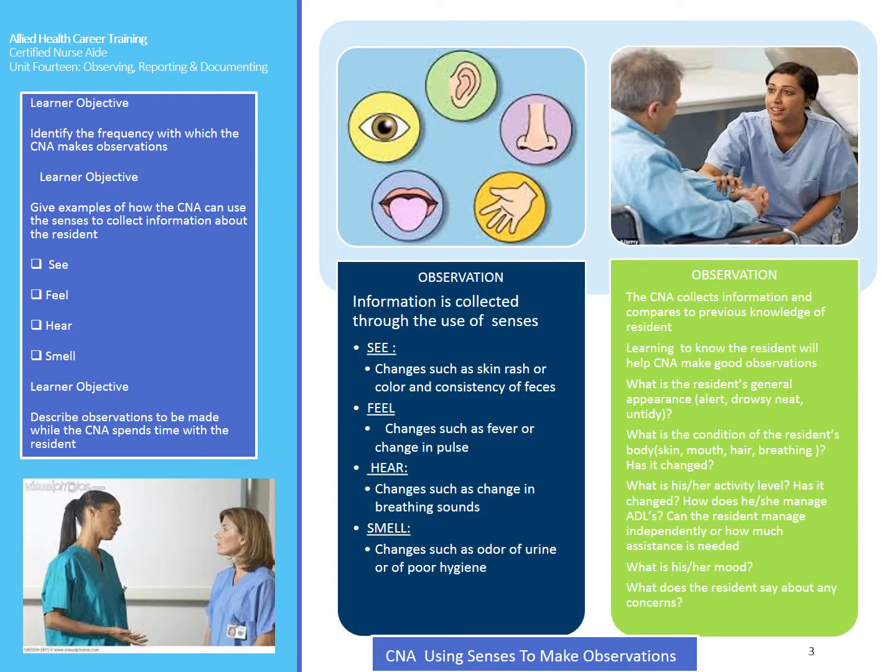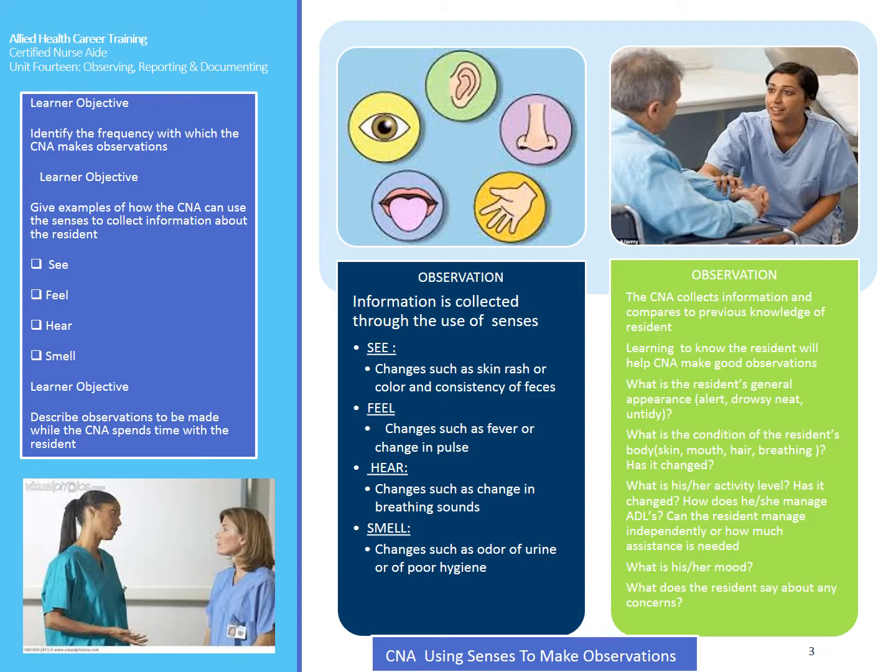So observation, let's talk about observation. Information can be collected through the use of the senses. You're going to see things. So let's talk about skin. You can see changes such as a skin rash. You can see the changes on, you know, that Walter's got a spot on his butt. It's red. His skin is normally pretty pale white.